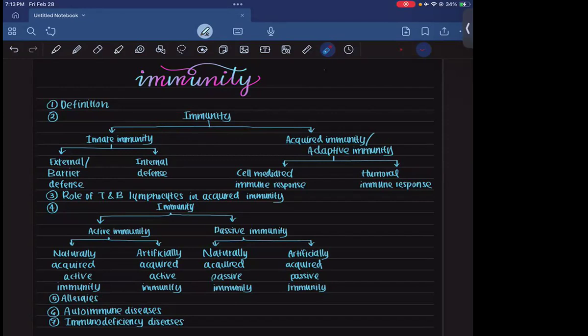In immunity, you're going to have innate immunity and acquired immunity. So there are two types of immunity, namely innate immunity and acquired immunity. Under innate immunity, we will be learning external or barrier defenses and internal defenses. And then we have acquired immunity. Don't worry, just know these terms for now. I'm just giving you an overall idea of the lesson before we move on.